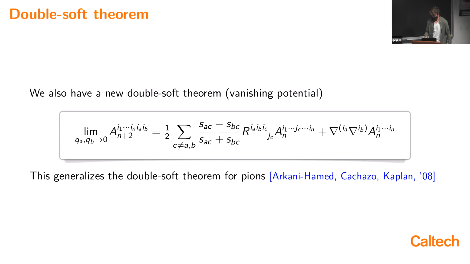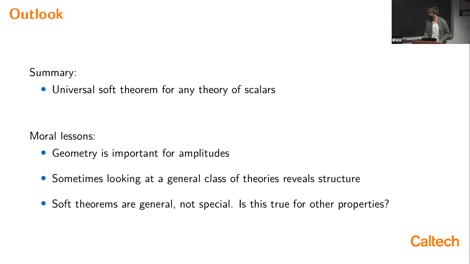So I don't want to keep people waiting for lunch. So let me just summarize, with some remarks. We derived a new universal soft theorem for any theory of scalars. It's really important that it's really general. Every scalar theory you can write in this way, you get a soft theorem. And the take-home messages are a couple. For me, at least, this highlights why geometry, this field space geometry, is important for scattering amplitudes. Without this geometry, you wouldn't see where these soft theorems are coming from.